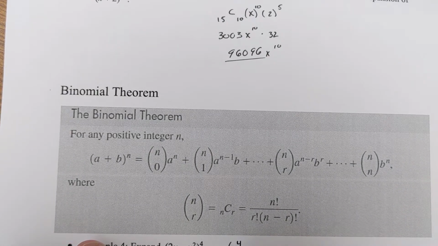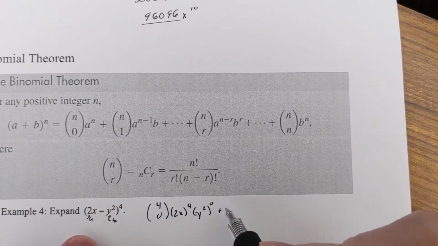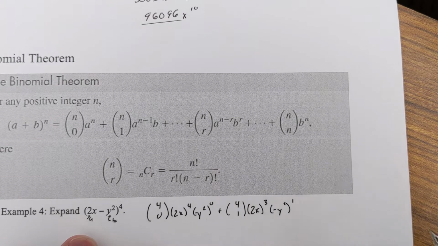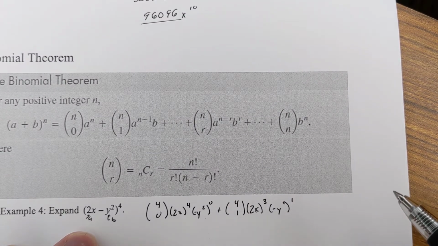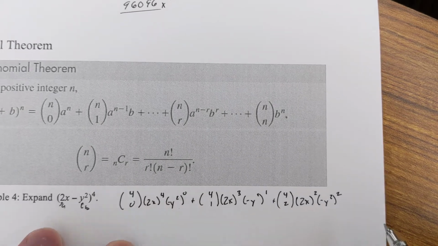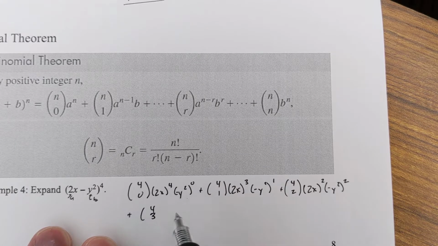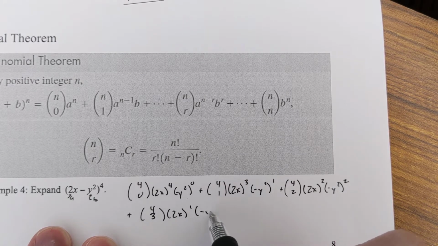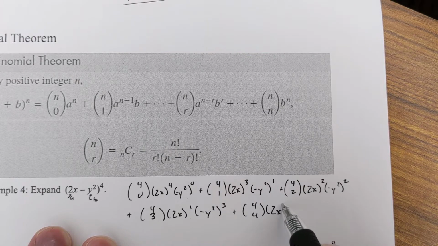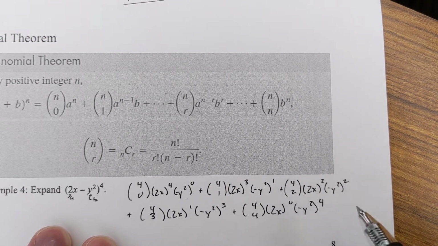So it's going to be 4 choose 0, our A term to the fourth, and our B term to the 0th, plus 4 choose 1. A term counts down, B term counts up, and we just keep on going. So 4 choose 2, 2x squared, negative y squared squared, plus 4 choose 3, 2x to the first, negative y squared cubed, and lastly 4 choose 4, 2x to the 0th, negative y squared to the fourth.